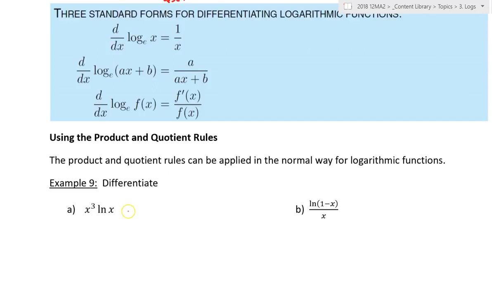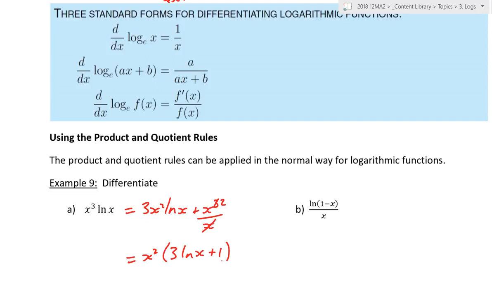Now, what we need to do here is I'm going to have 3x squared log of x plus x cubed over x. And that tidies up a little bit in that it cancels out there. I get a 2, and I get x squared outside of 3 log x plus 1. Looks good enough to me. Wonderful, and here we go.